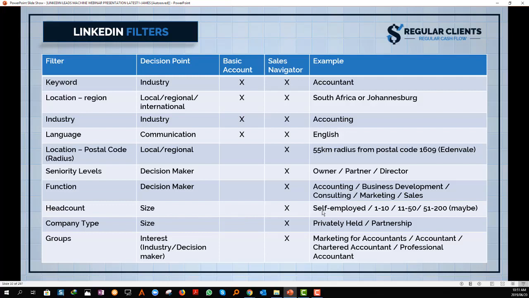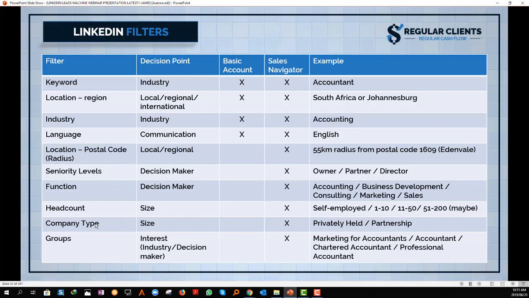I said to you earlier, I battle a little bit when I start dealing with the big corporates. I don't typically like to deal with more than 2 to 3 partners, because they can't make a decision, right? Then it becomes like a committee, and it kills me. So I'm looking for self-employed, 1 to 10 and 11 to 50. And if I'm in a space where maybe I just don't have enough people, then I'm going to maybe go to 51 to 200. Okay.